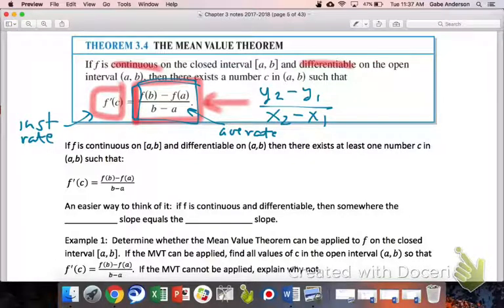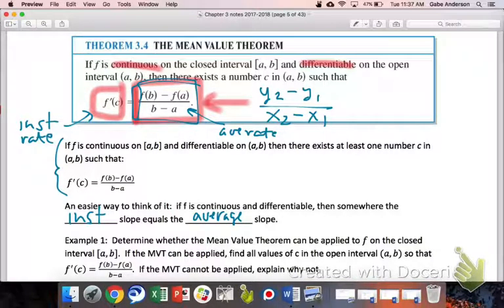Okay, so I don't know, this is just a repeat. I don't know why this is in there. This is just written the same. Here's a different way to think about it. If f is continuous and differentiable, then somewhere the blank slope equals the blank slope. What do you think goes in the blanks? Instantaneous slope, yep, equals the average slope.